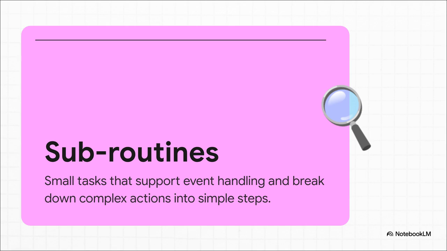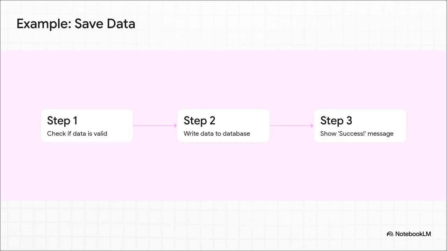A single event like "save my file" isn't really just one action. It's usually a bunch of smaller steps. Subroutines are just these neat, tidy little packages of code that break a big job down into smaller, more manageable ones. Let's take saving user data, for example.